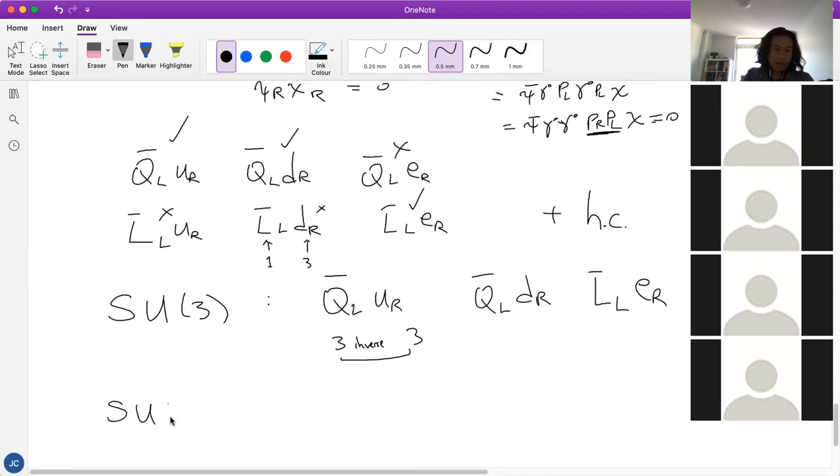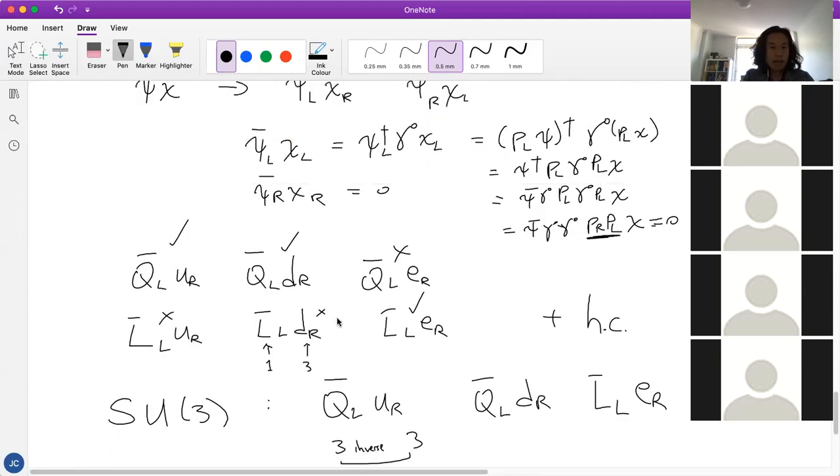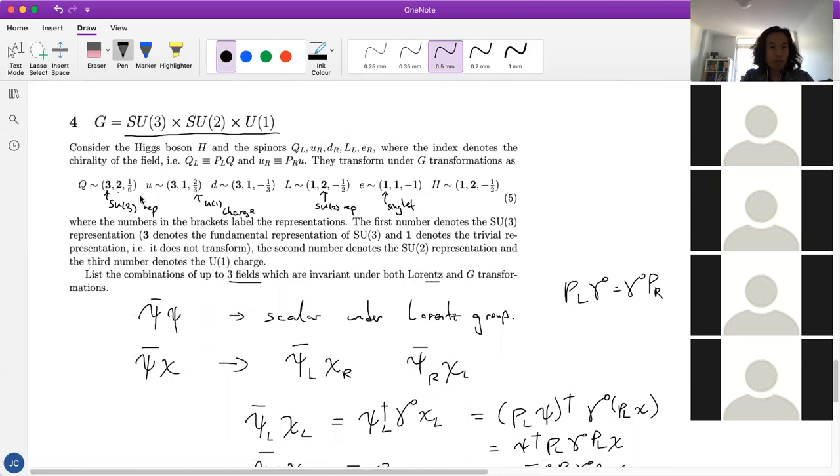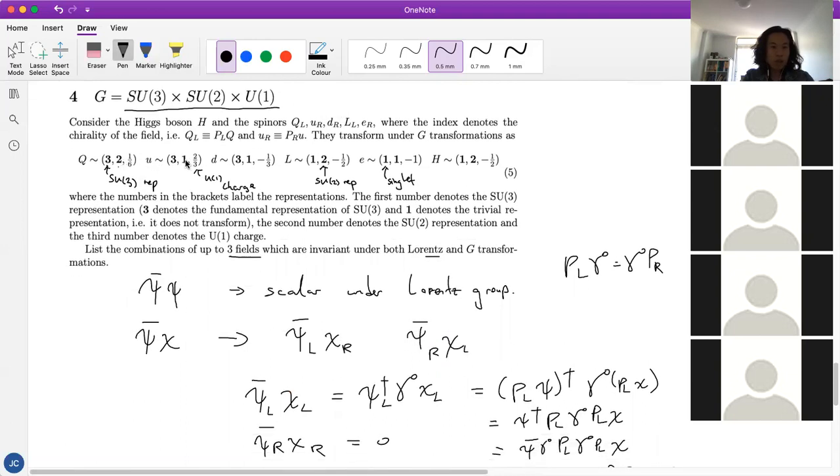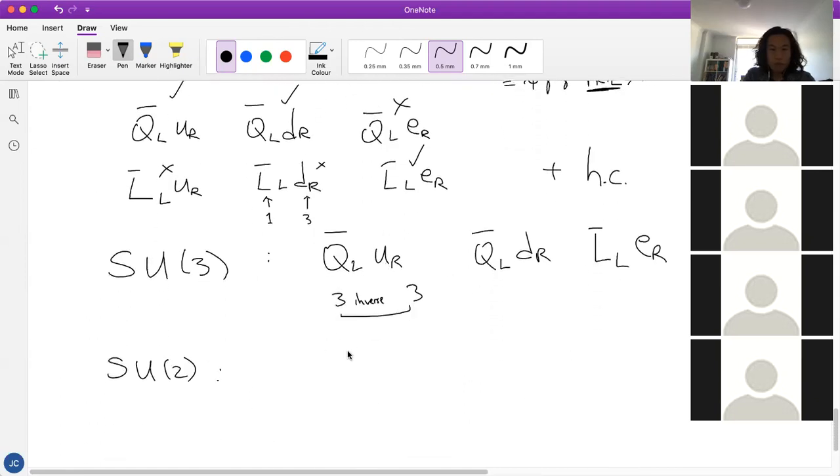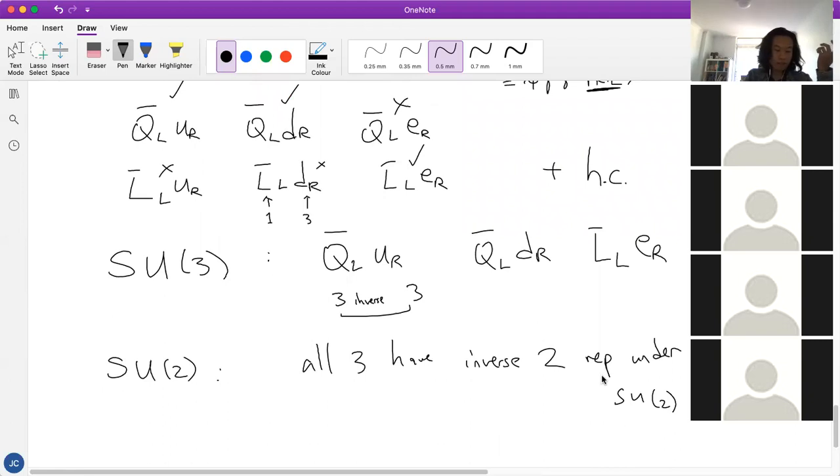And then when we look at SU2, if you look at how the SU2 symmetries add together for all 3 above: Q has 2, U has 1, so added together they will just have a 2. And then L has a 2, E has a 1, so those 2 added together would just be a 2. So all 3 have inverse 2 rep under SU2, so they all transform inversely under SU2 symmetry.